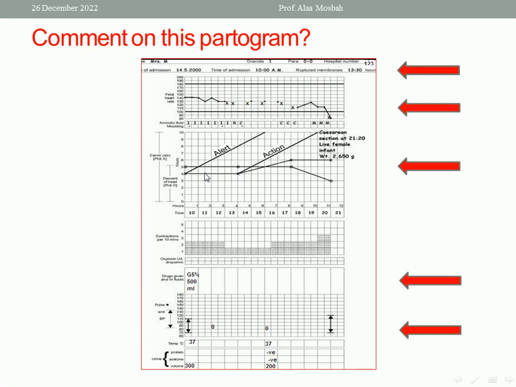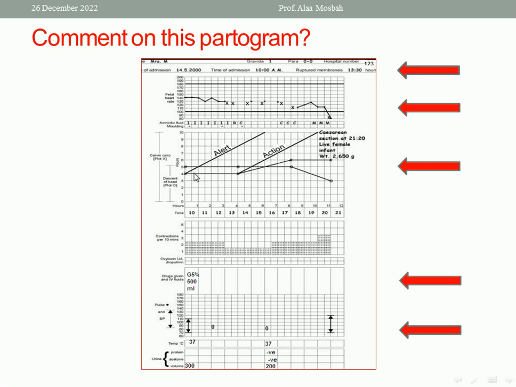But here, as you see, there is waiting in the follow-up, crossing the action line, and the doctor did nothing, waiting another 4 hours, then the decision was taken by doing caesarean section.